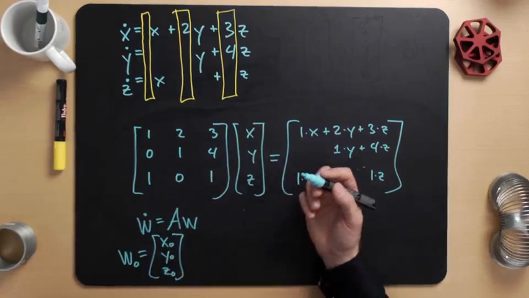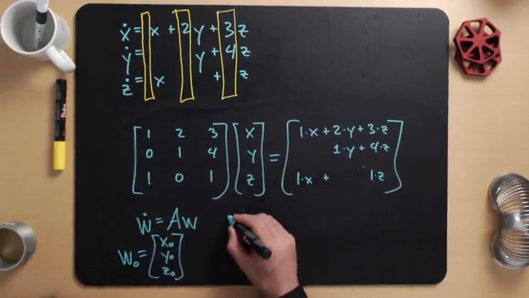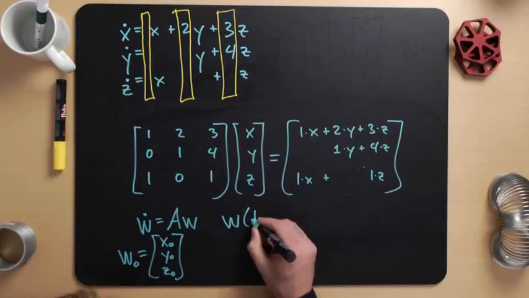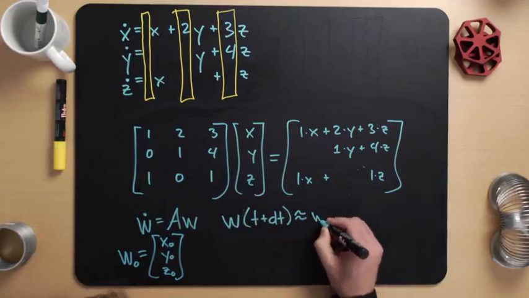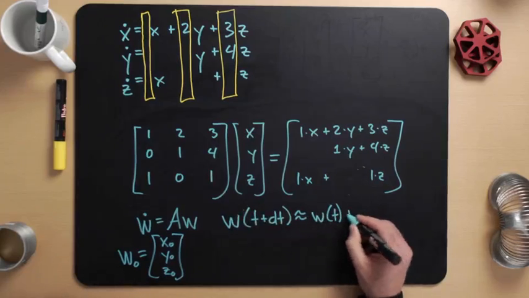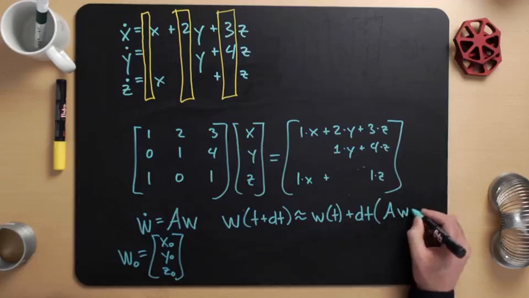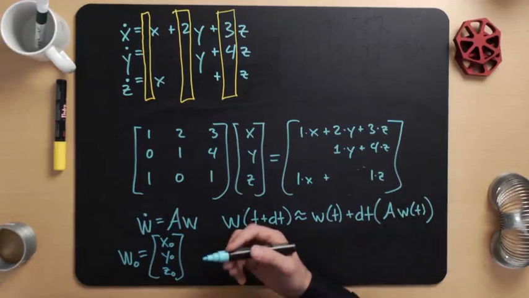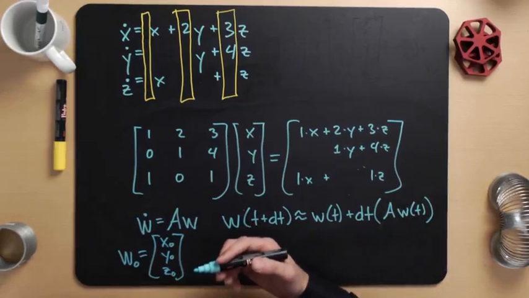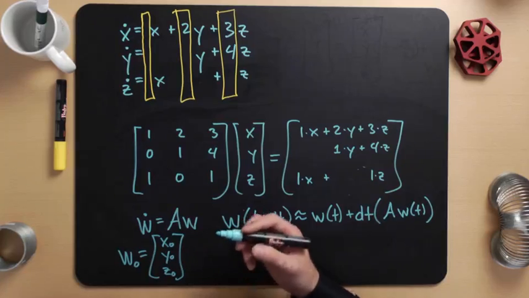An Euler integration expressed in terms of vectors and matrices will look like W of t plus dt is approximately equal to W at time t plus dt all times A times W at time t. The great thing about this formula is that once you have the matrix A, the code for your Euler integration will always look the same.